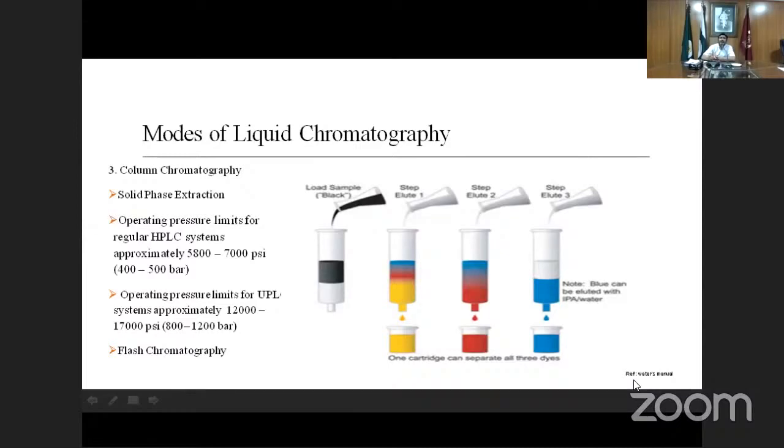In the previous slide, I already showed you TLC is against the gravitational force, and this column is towards the gravitational force. So all these bands are separated and collected through the column or solid phase extraction or semi-preparative HPLC or preparative HPLC, but not analytical HPLC, used for the collection of the sample.